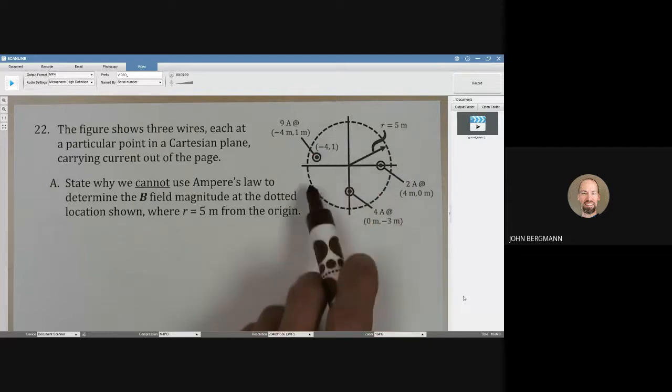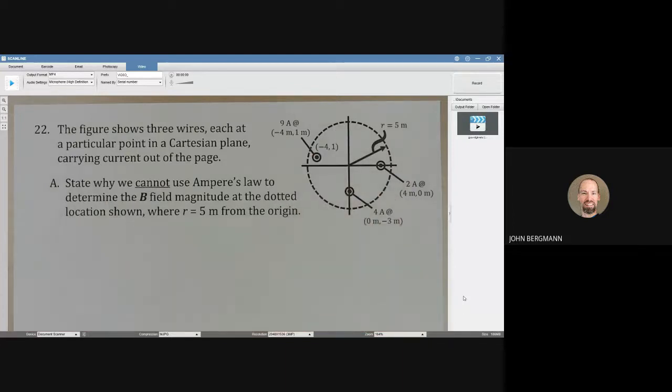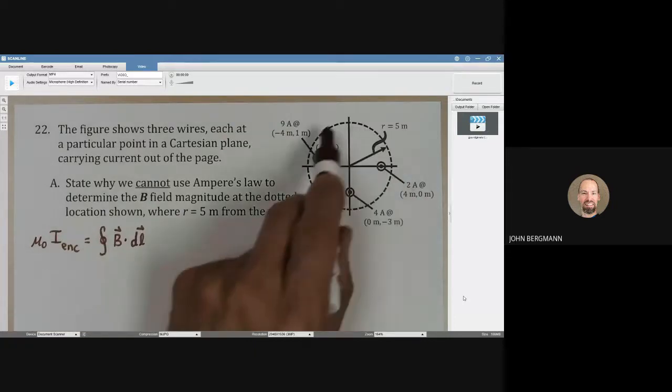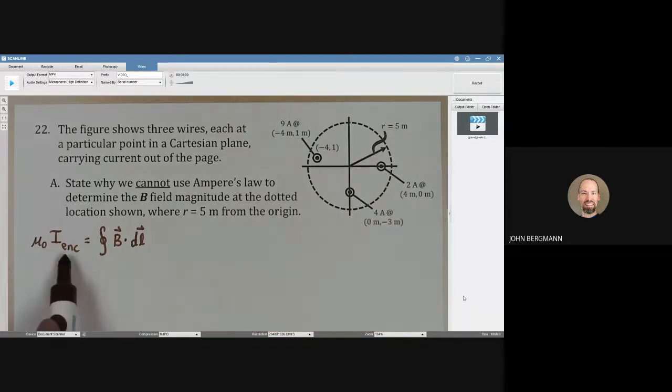We've shown that with dashed lines. State why we cannot use Ampere's law to determine the magnetic field magnitude at the dotted location shown, where R is 5 meters from the origin. Ampere's law is mu naught times the I enclosed, and that equals that dot product right there. You might think, well, inside this radius, we have a certain amount of current that's inside there, so we should be able to use Ampere's law.